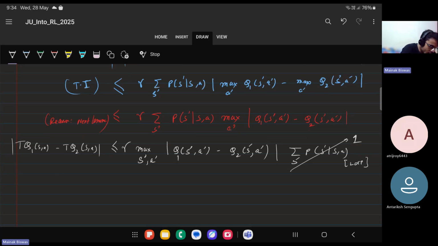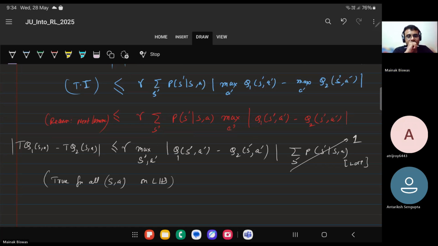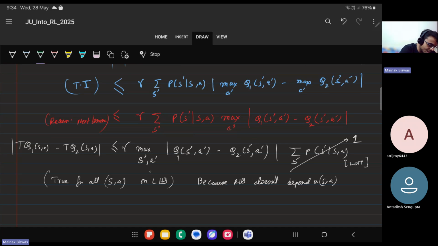See, this is true for all (s, a) on the left hand side. The right hand side does not depend on (s, a). Do you agree? The right hand side is a constant. You're maxing out over everything. This is a constant.